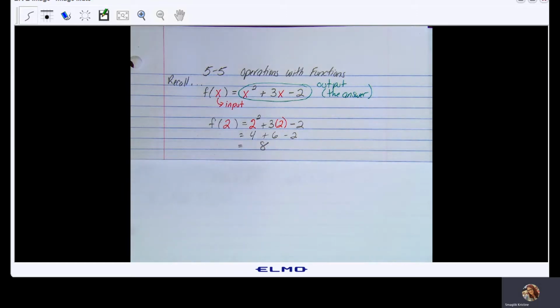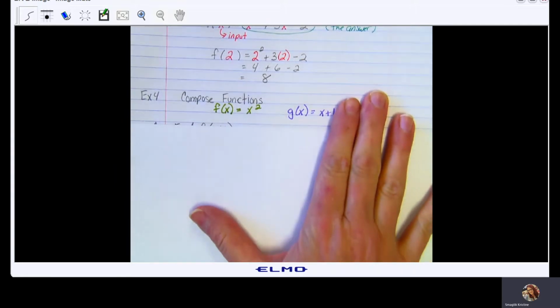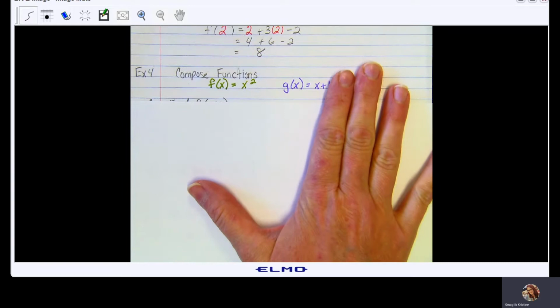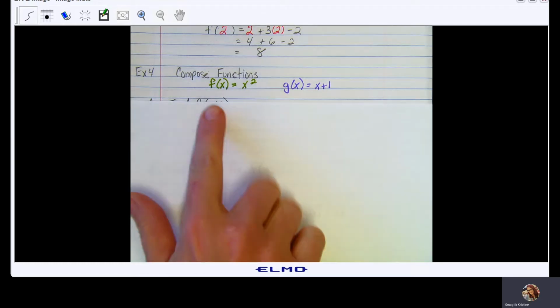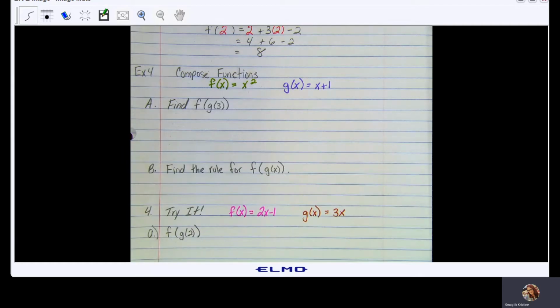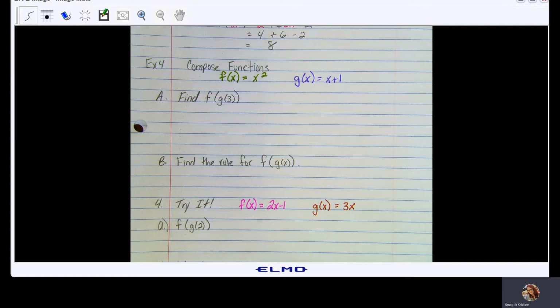So now let's kick it up a notch. We're going to go into composing functions. What it means to compose functions is to evaluate a function within another function. So here we're given f of x equals x squared and g of x equals x plus 1. And in A, we're asked to find f of g of 3.